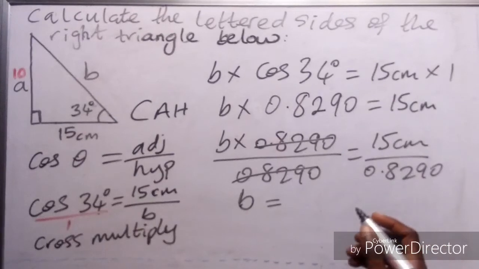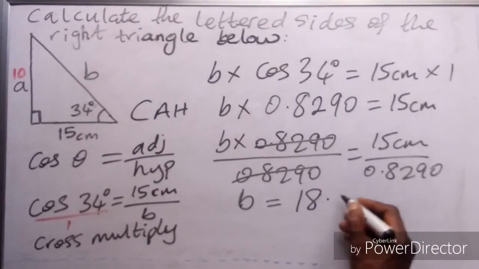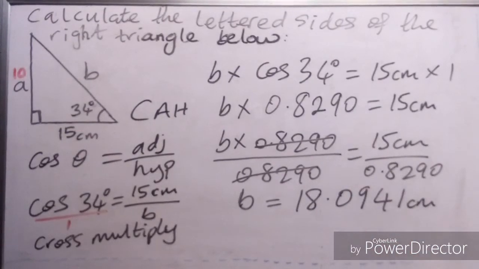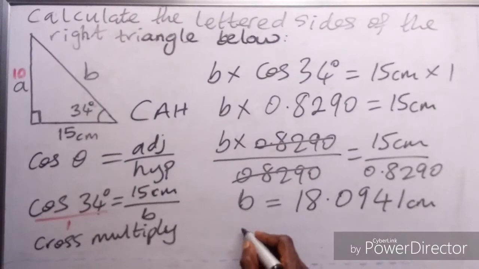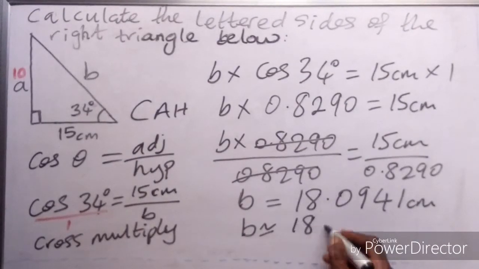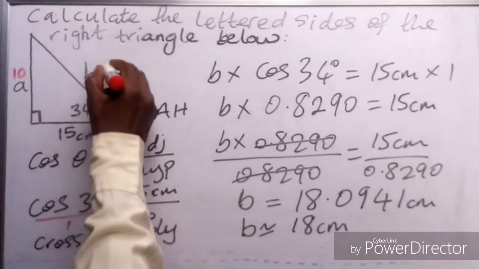And that will give us the value of 18.0941 centimeters. And when we approximate that, we're going to get 18 centimeters. So the value of B is equal to 18 centimeters approximately.